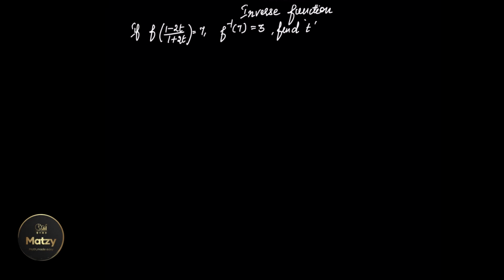Today's class, we'll do one problem from inverse function. If f of (1 minus 2t) over (1 plus 2t) equals 7, then f inverse of 7 is equal to 3. What is the value of t that we have to find out?